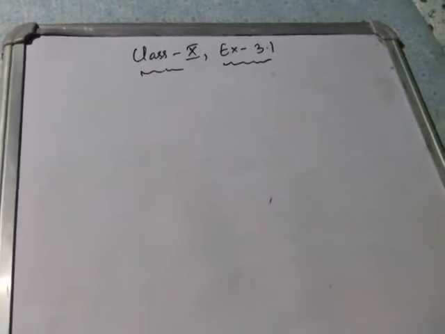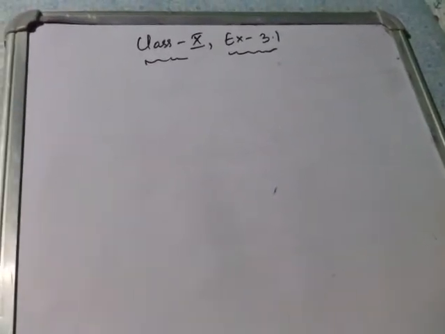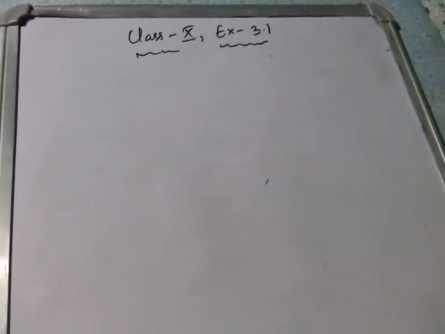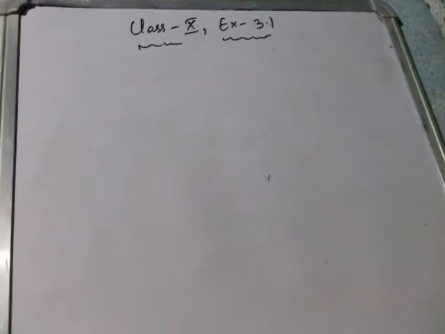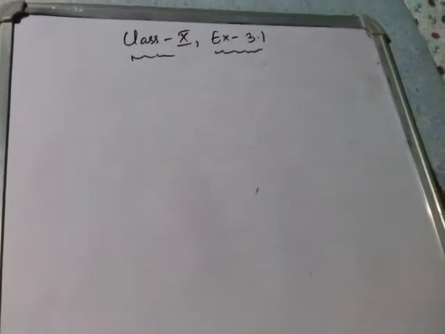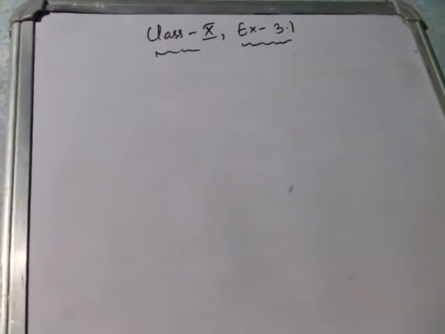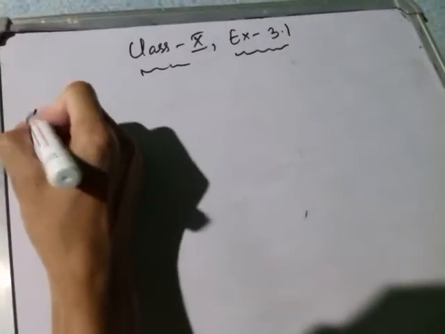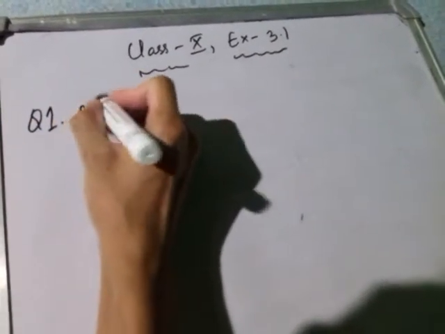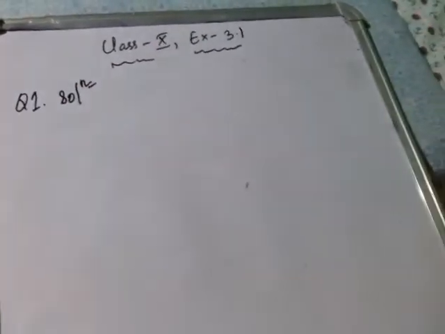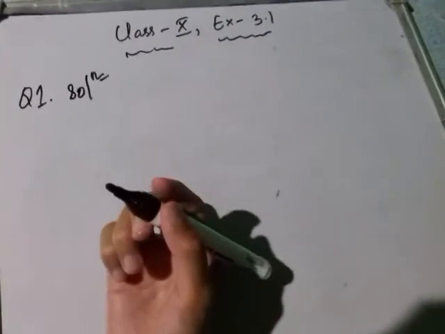So what is algebraically and graphically? Algebraically, that means you will represent it in a polynomial form, and graphically, that means you will draw it in a graph. Okay, so question number 1 solution we will write here. First we will see the question.